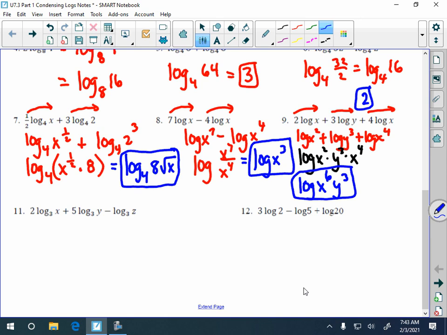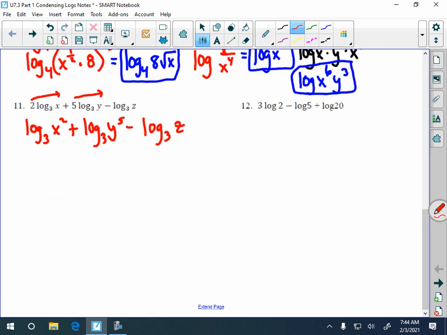All right, 11. Let's see. So we're going to bring numbers up. So log base 3 x squared plus log base 3 y to the 5th minus log base 3 z. Now what I'm going to do is work left to right.